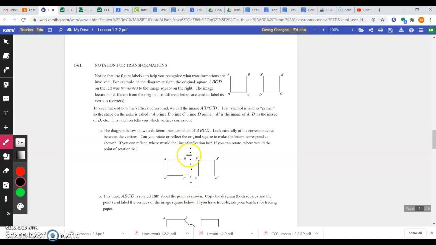And if you think about it, and some of us were pretty good with the visual aspect on Tuesday, if you reflected it over that line, then point B is the same distance here as it is over here. Same for A, same for B, and so on.